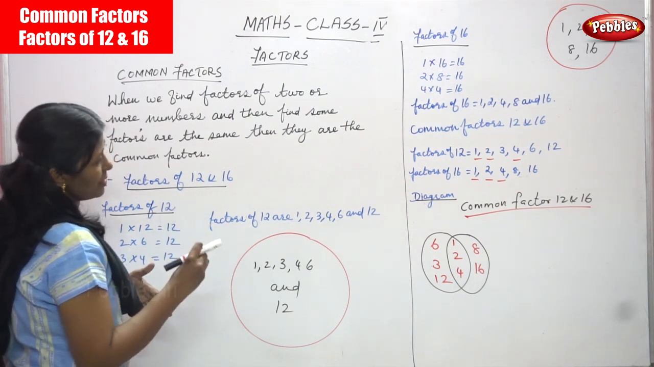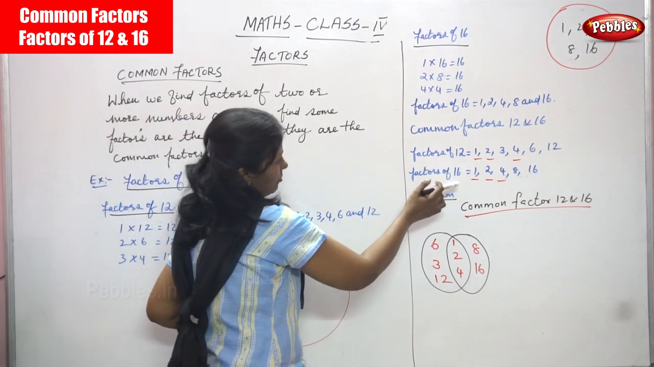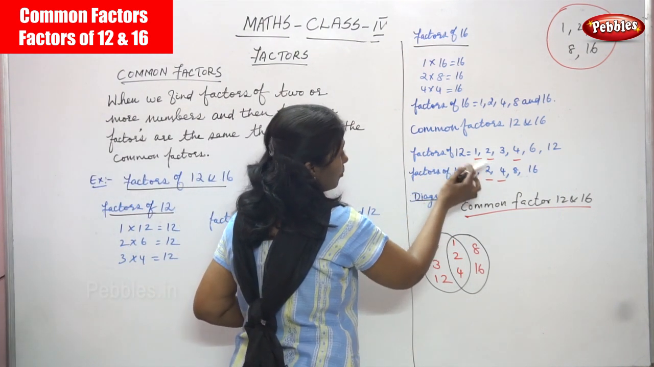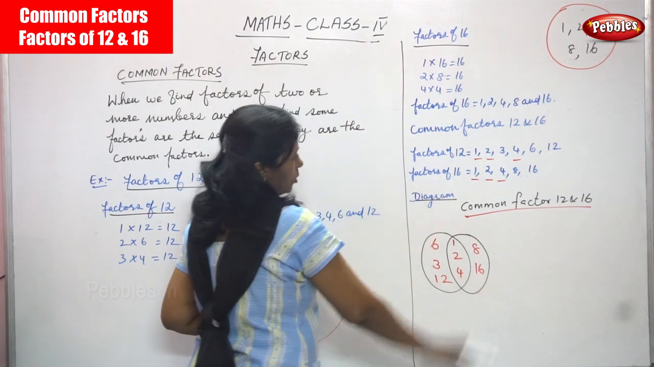What are the common factors? It means the same numbers. What are the factors of 12 and what are the factors of 16? For both, you have to get the same number. That is called a common factor.